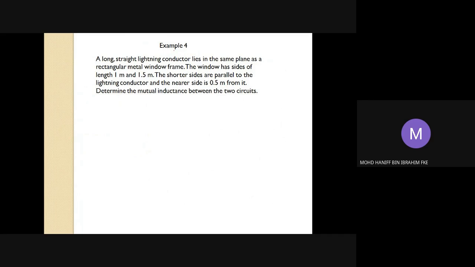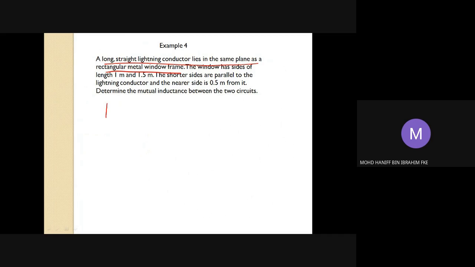We have a long straight lightning conductor that lies in the same plane as a rectangular metal window frame. The window has sides of length 1 meter and 1.5 meters. The shorter sides are parallel to the lightning conductor and the nearest side is 0.5 meter from it. Determine the mutual inductance between the two circuits. Okay, let us sketch a diagram.